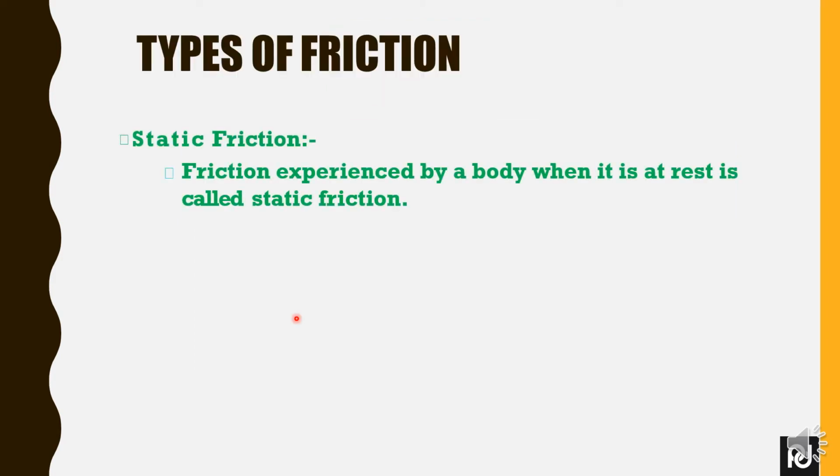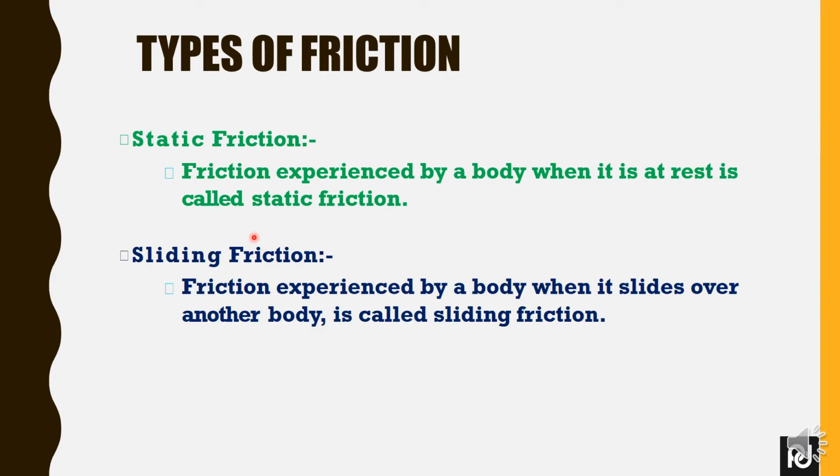First of all, static friction. Friction experienced by a body when it is at rest is called static friction. So suppose you are right now not moving from your own seat and just watching this video, well, you are an example of static friction as well. And if at all you are moving, then you can be either sliding or rolling, which are our next types.